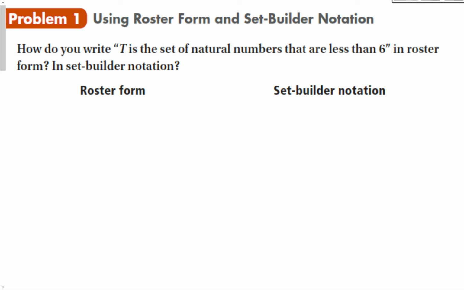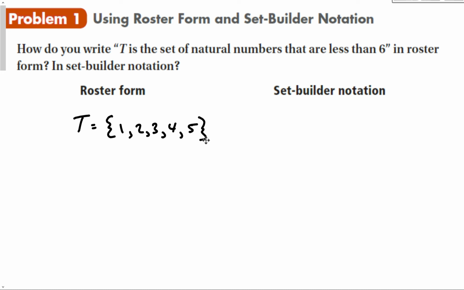So, how do you write T, the set of natural numbers that are less than 6, in roster form and in set builder notation? First of all, most sets we're going to write are going to be capital letters. We're going to put our brace, and then natural numbers, meaning counting numbers, that are less than 6. So that's 1, 2, 3, 4, and 5. 6 is not less than 6. Close my brace. And there's my roster form.